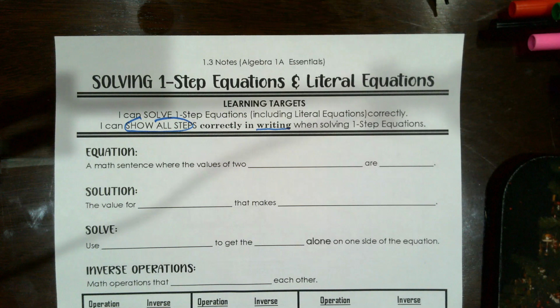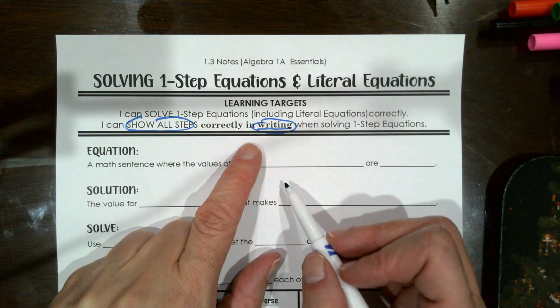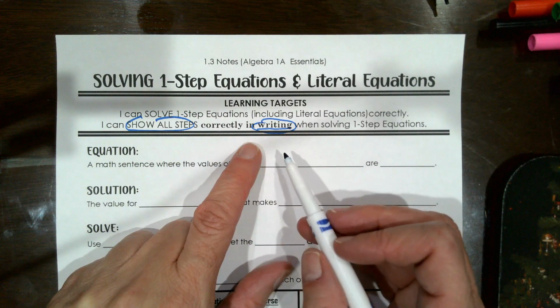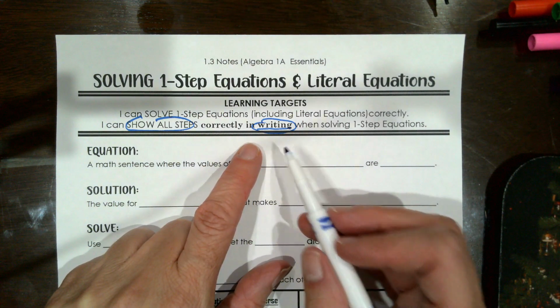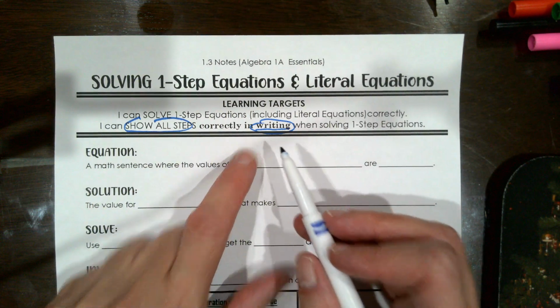There are going to be times when you are tempted to use mental math, and I am going to be pretty picky about you actually writing down your work, because that is setting up good work habits that are going to pay off when we get to the more complicated equations. So we're going to write down our steps, even if you get mad at me and think you don't need to.